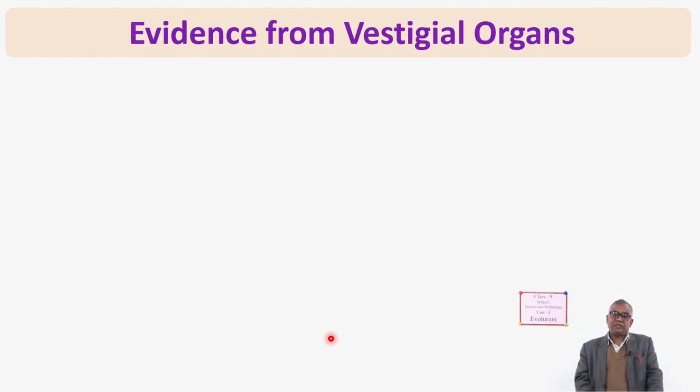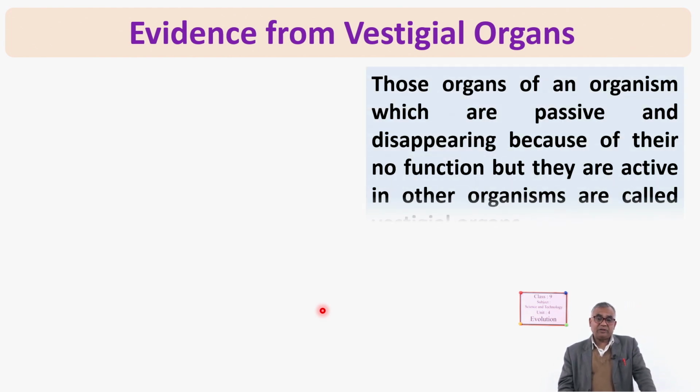Now we are going to discuss vestigial organs. Vestigial means remnant, residue. Yes, residue is used for matter. Here remnant will be better. Vestigial organs. Okay. So what are vestigial organs? At first you say about it.